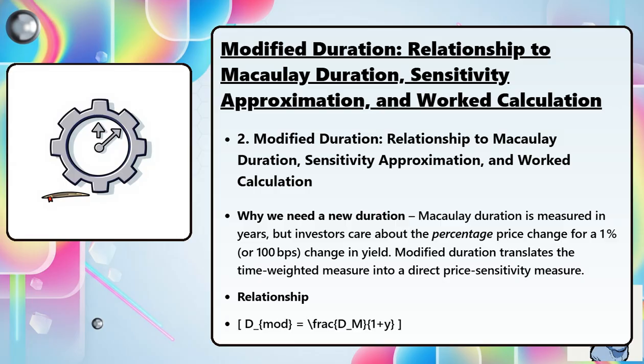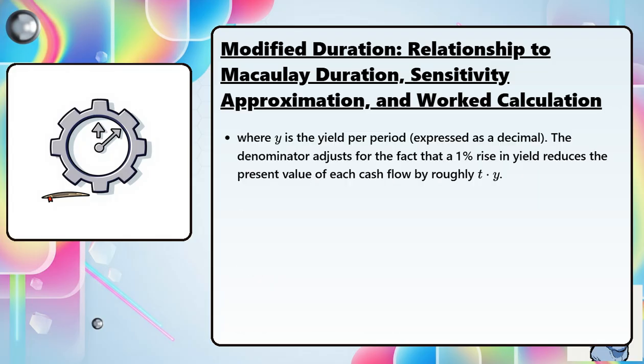Relationship. D mod equals D sub M divided by (1 plus y), where y is the yield per period expressed as a decimal. The denominator adjusts for the fact that a 1% rise in yield reduces the present value of each cash flow by roughly t times y.